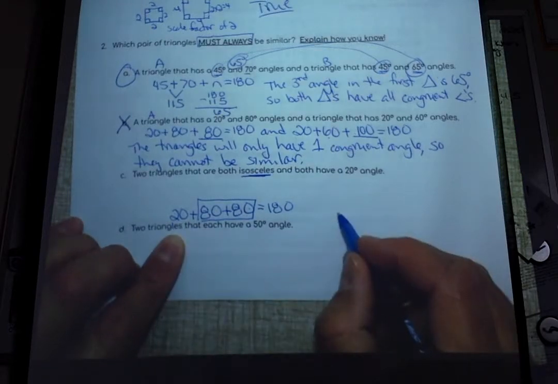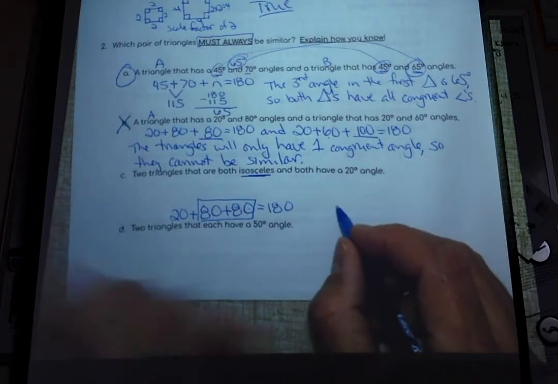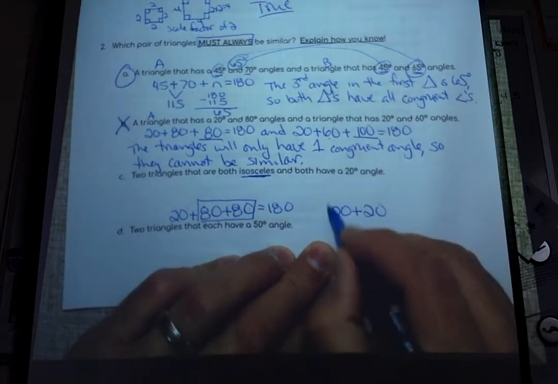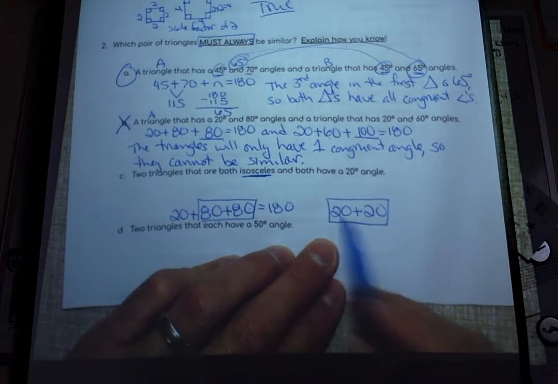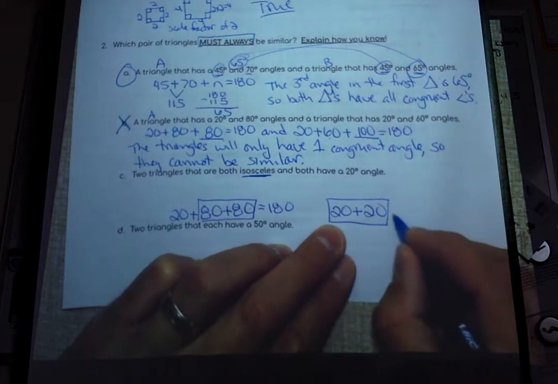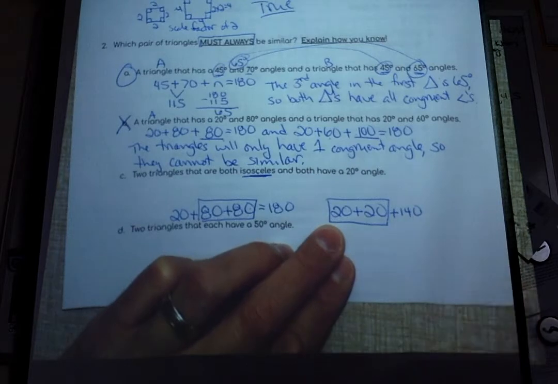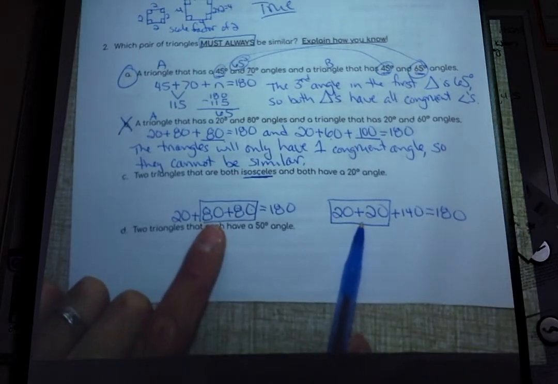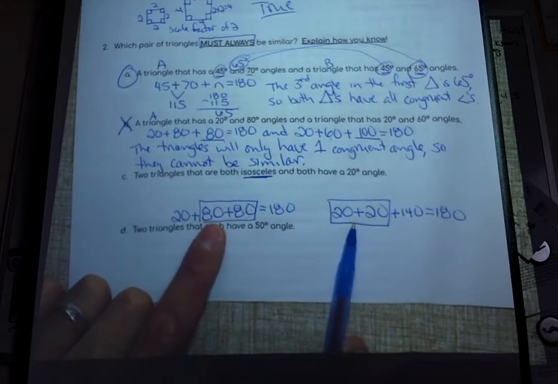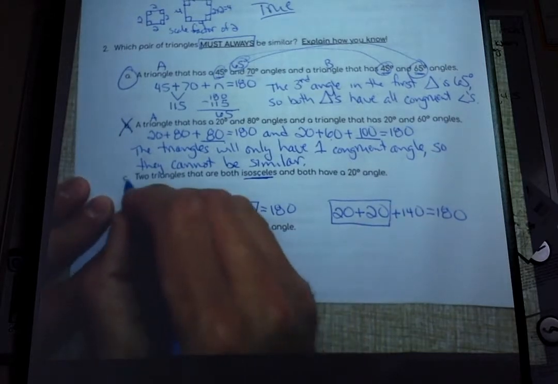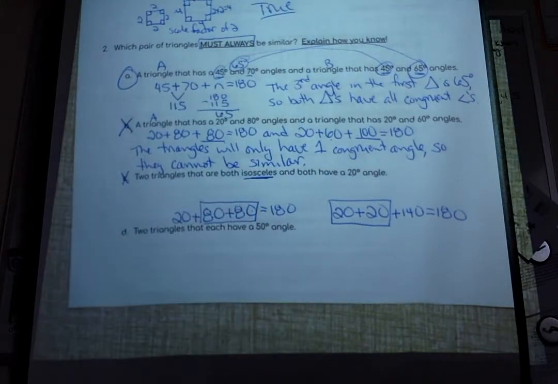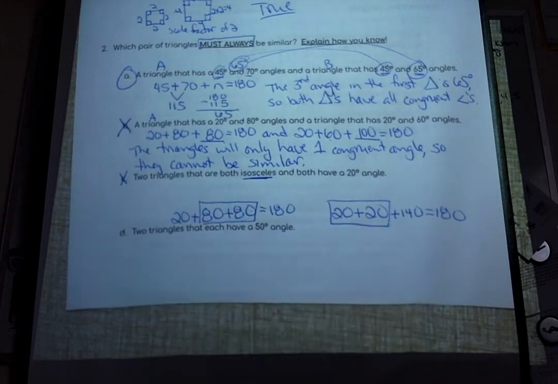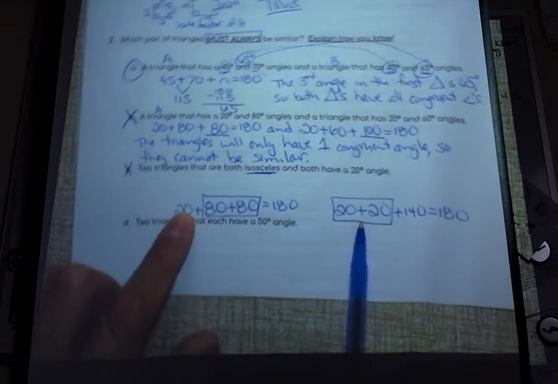Now let's see if we can come up with another way. What if we went 20 plus 20? Okay, now we have isosceles, so we have two angles that are the same. 20 plus 20 is 40, so we need to add another 140 degrees to get 180. So we just proved that we can have two isosceles triangles that are different. So this could be wrong. You could make it work if you had 20, 80, 80, and then 20, 80, 80. But we just proved one way that it doesn't work, and that's all we have to do.